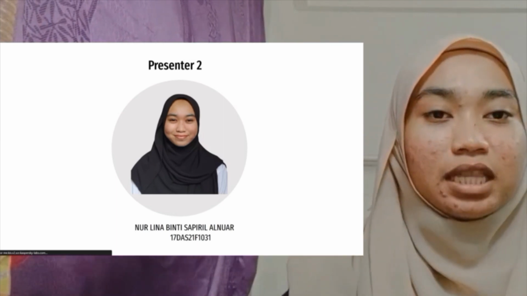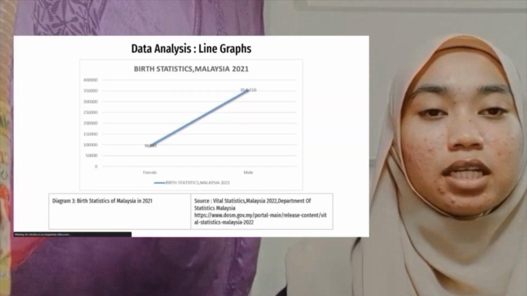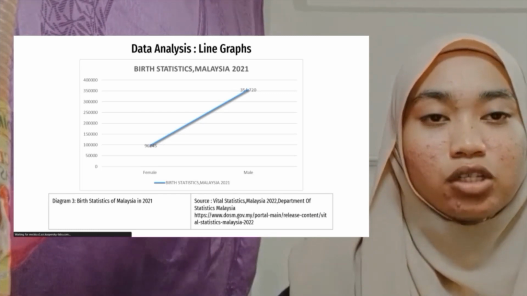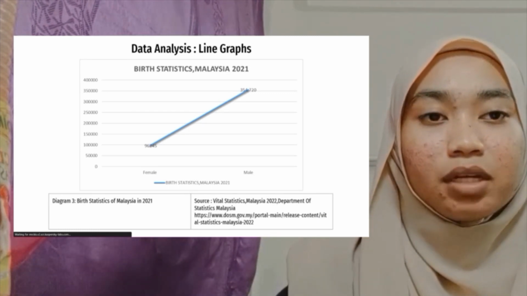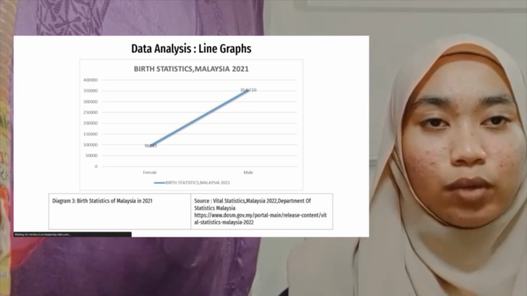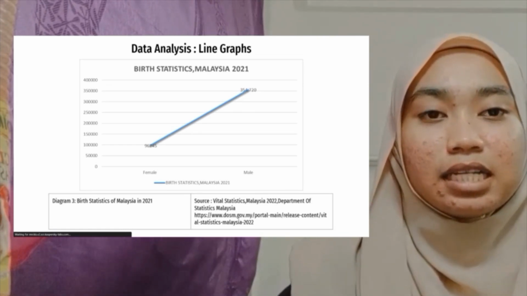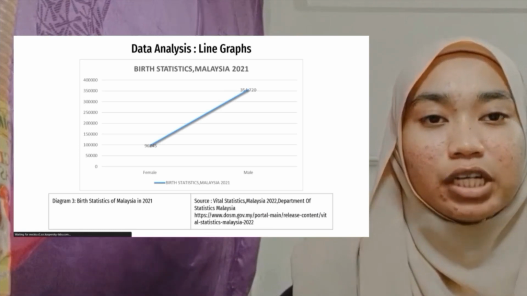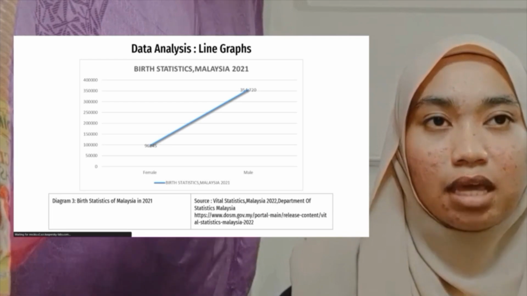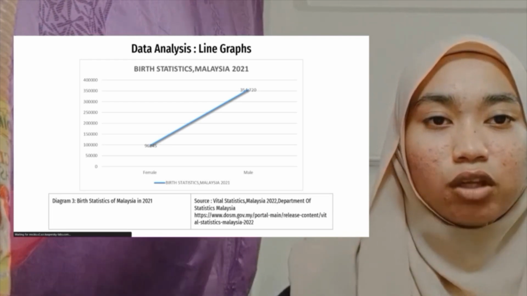17-21F1031 as presented to. First, the data analysis for the line graph. The diagram 3 show the birth statistic for Malaysia in 2021. Next, the data analysis for the line graph. Introduction. The line chart above show the birth statistic in Malaysia for 2021.